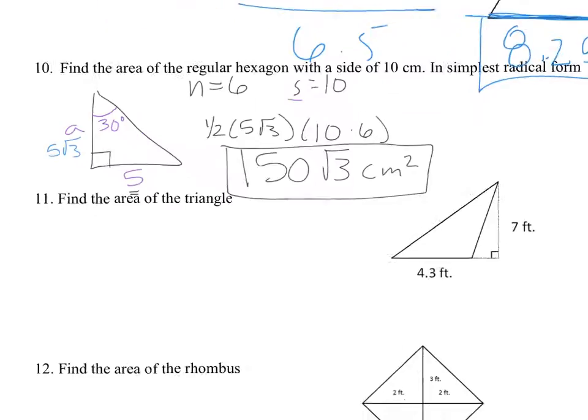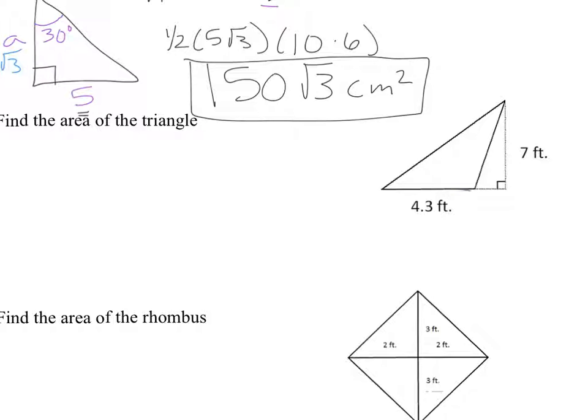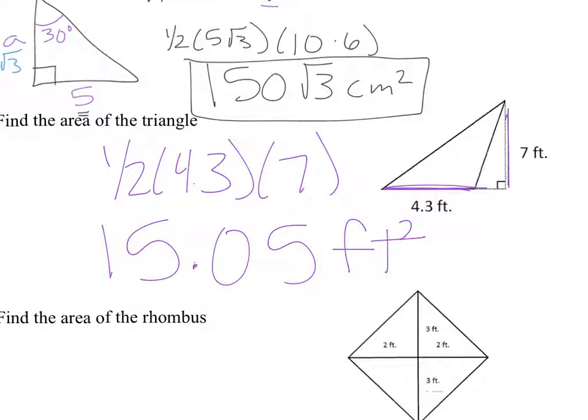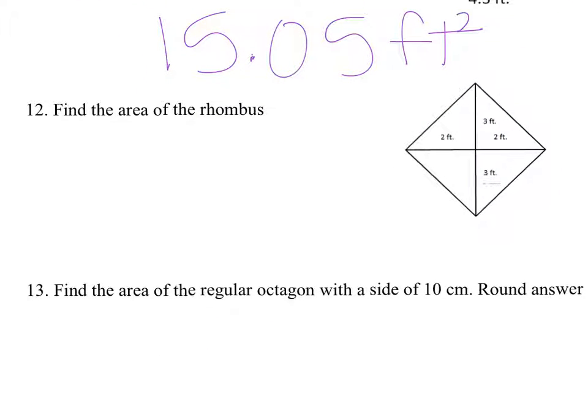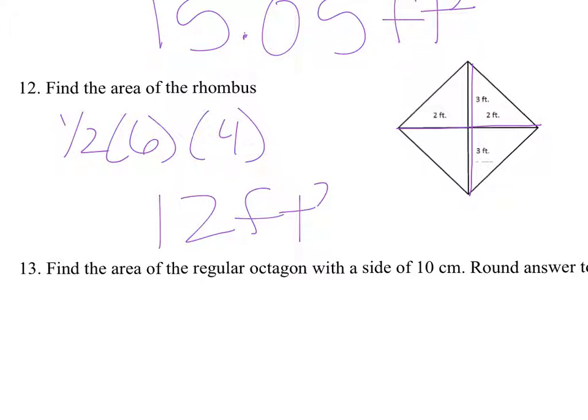Find the area of my triangle. This is my base. This is my height. 1/2, 4.3 times 7. 15.05. If I leave my answer like that, I'm going to get half credit. This is full credit. Area of a rhombus. 1/2 times diagonal. So this diagonal is 6 times diagonal. This diagonal is 4. 12 feet squared. Again, feet squared.